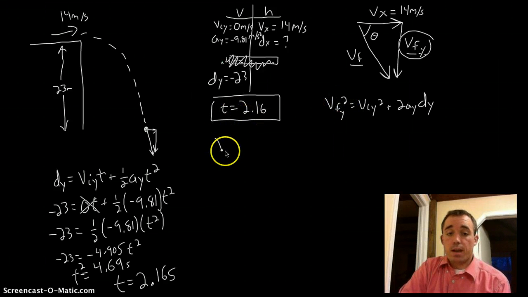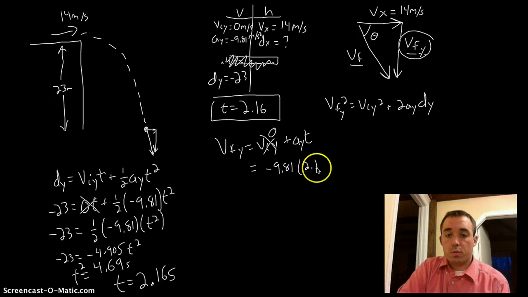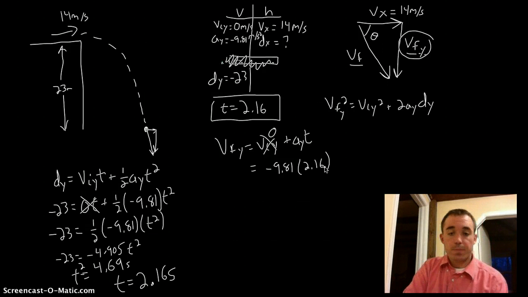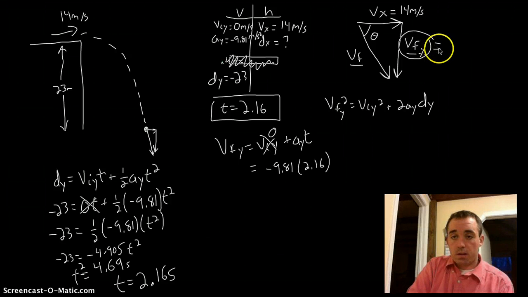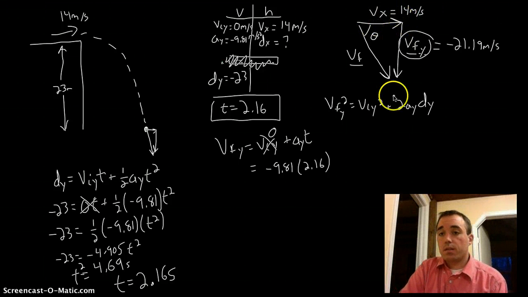I could also use my time to do that with just VFY equals VIY plus AYT. VIY is 0. So this is negative 9.81 times 2.16. Negative 9.81 times 2.16 gives me a VFY right here of negative 21.19 meters per second. So it's going down. We have Vx and Vfy. The rest of the problem is to find Vf and theta.